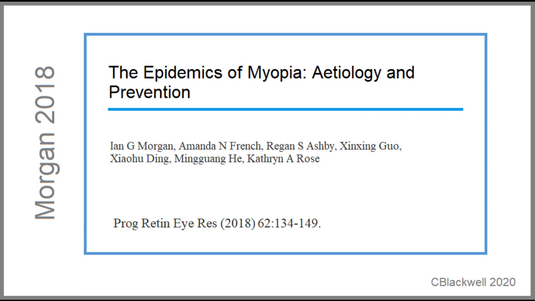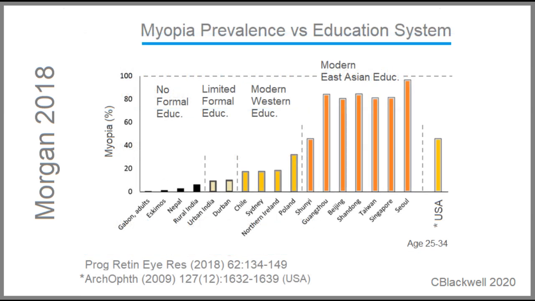For the counterpoint view on reading and near work, Morgan gives us a different perspective. In a survey of the world's literature, they found that educational systems that require a large number of hours spent in studying and near work and allow for fewer hours of outside time show a strong relation to increased myopia development.